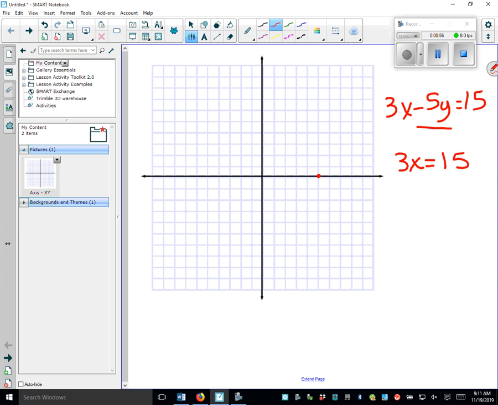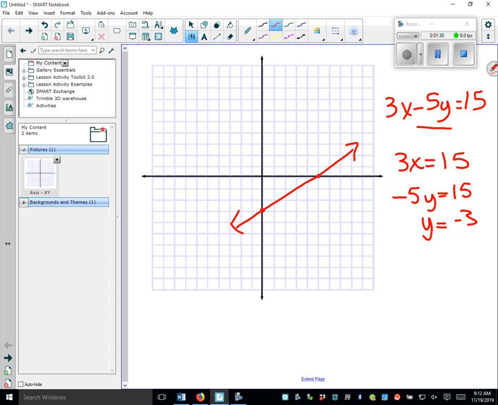Then, how do I find the y-intercept? Let x equal 0. So then I have negative 5y equals 15. What is y? So my y-intercept is right here. Now what do I do? Draw a line. What goes on the end of my line? Arrows.